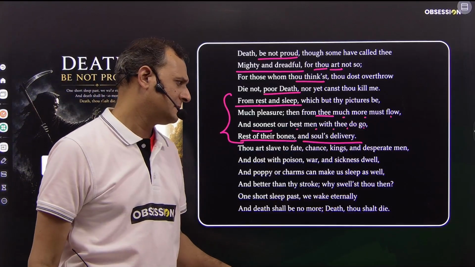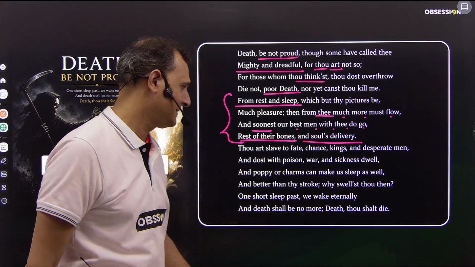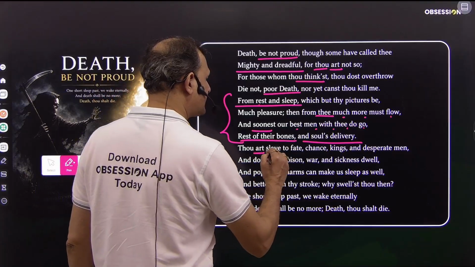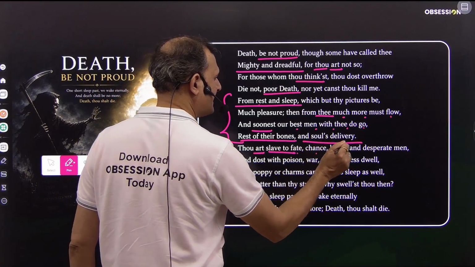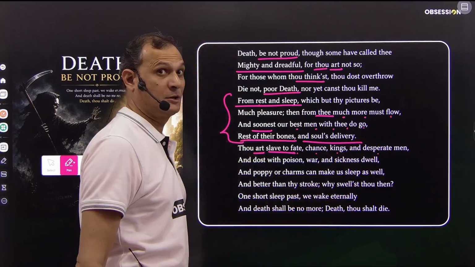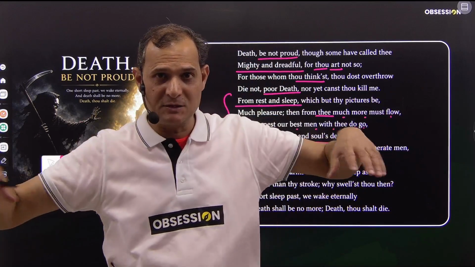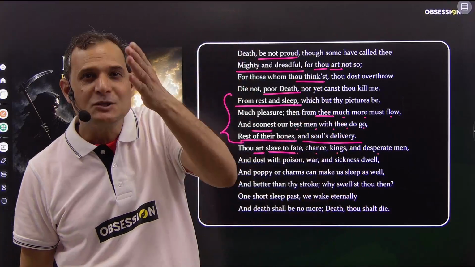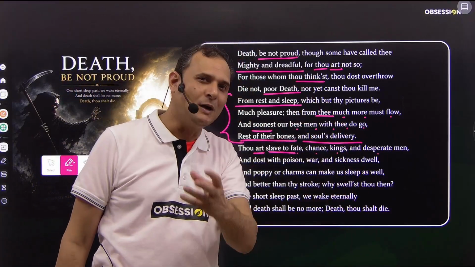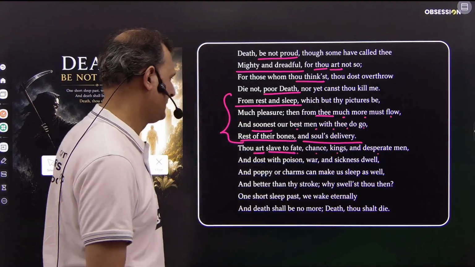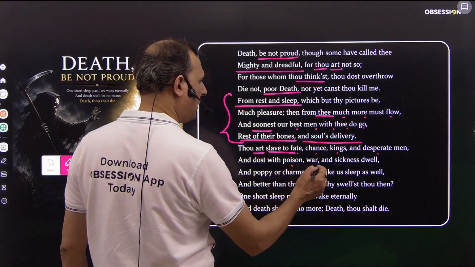Death, thou shalt die. You are slave to fate and chance and kings and desperate men, the criminals maybe. When these people act, when fate acts, when destiny acts, when there is a chance, when kings kill, when desperate people murder, that is when you get this power. You have no power of your own. And thus with poison, war and sickness dwell.